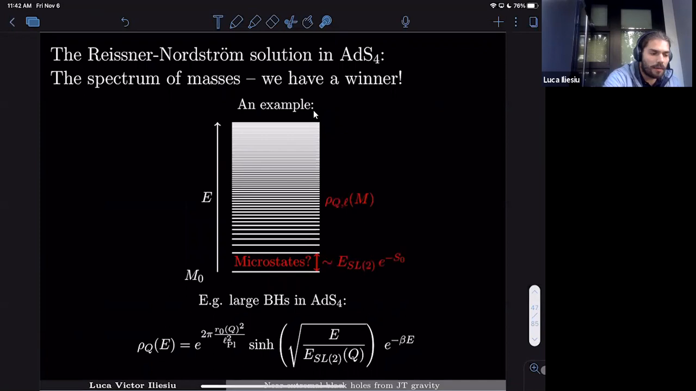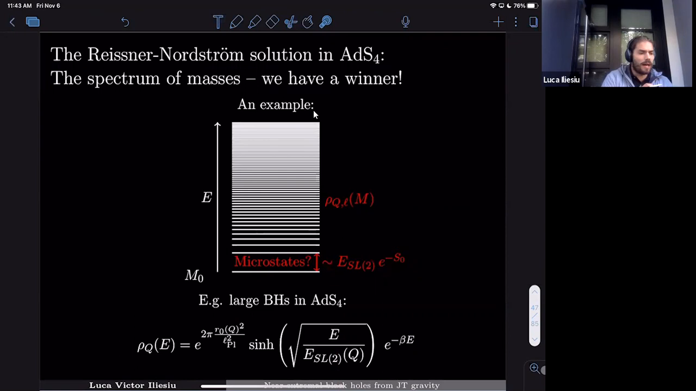That means that the conjectures made in the 90s in string theory are drastically different than what we're seeing here. Instead, if we actually take a UV completion of this low energy theory, like the SYK model, the thing that we see is that instead of the gap being at order E_SL2, it's actually at order E_SL2 times e to the minus S0. So remember that e to the S0 was this huge quantity. So this is a drastically different gap between the extremal state and lightest near-extremal state than what was conjectured earlier.